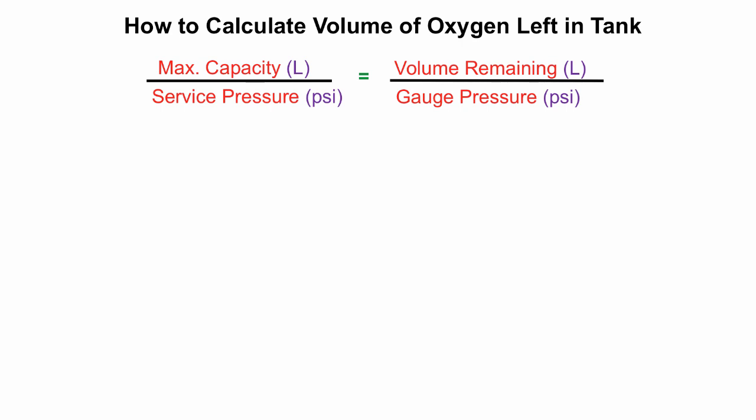This type of question is very common on the C exam and on the board exam. The max capacity is a known value that should be memorized, as well as the surface pressure that corresponds to the max capacity. The gauge pressure is something that we can control by looking at the gauge on the tank. So then we'll have three known variables and we'll just have to solve for volume remaining. So let's do an example.